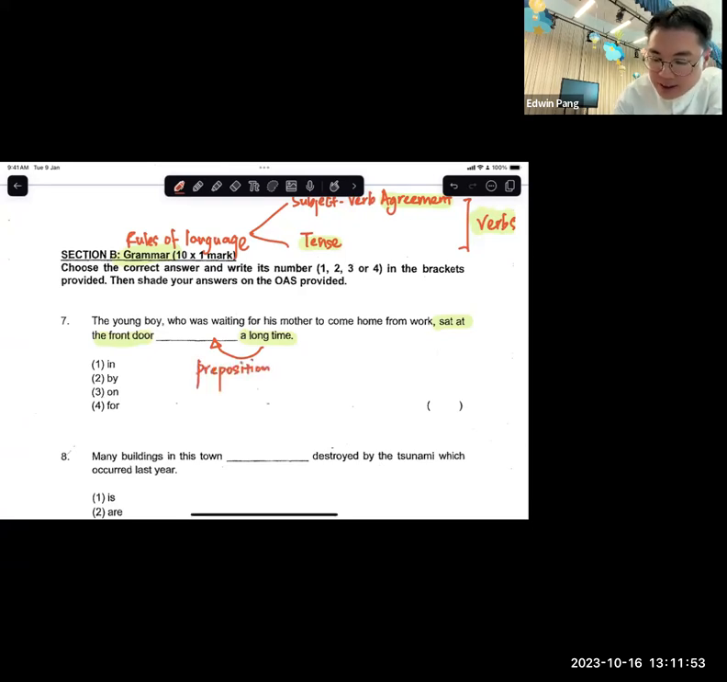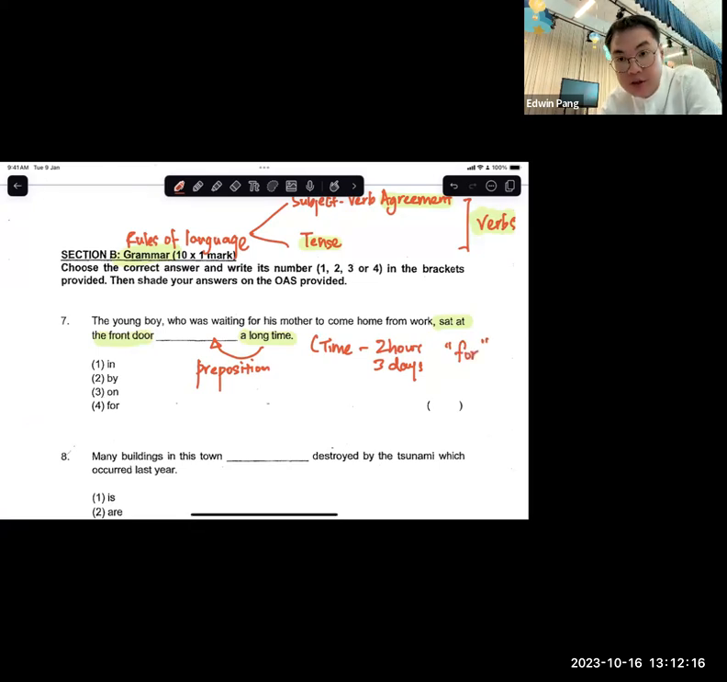Okay, and when I talk about time, like for example, 2 hours, right? 3 days, okay? What is the preposition that I always use to describe time? 2 hours, 3 days, 5 minutes. Yafia? For. For, very good. So you must always remember there are certain prepositions that describe certain things. And in this case, most of the time, for is used to describe the duration of something.